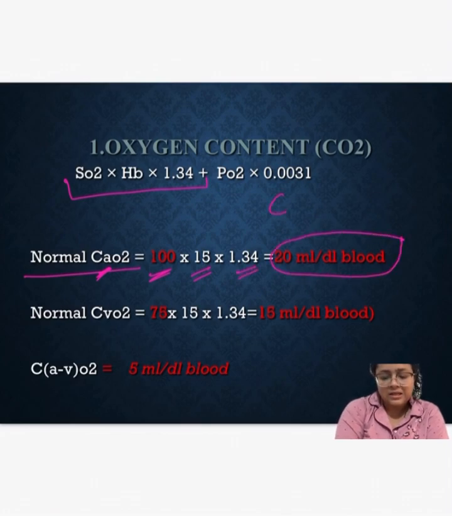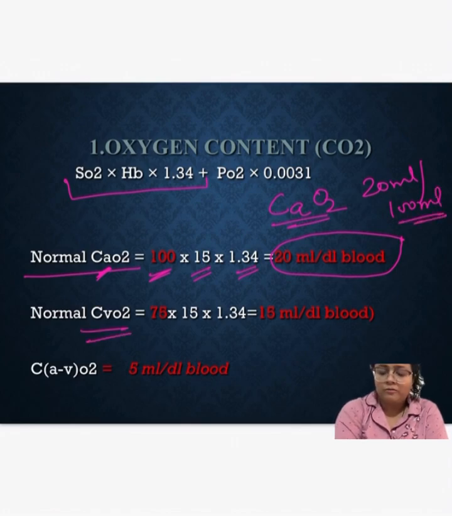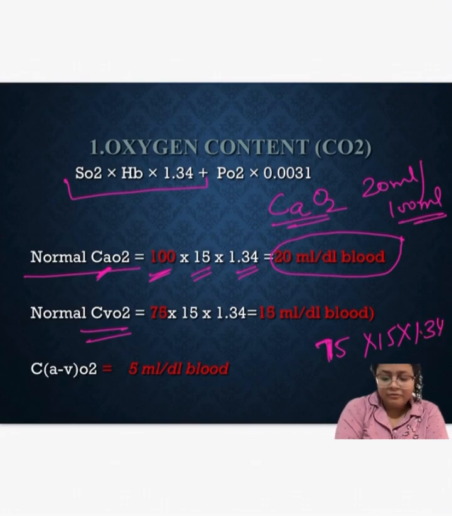So the content of oxygen in the artery is 20 ml per 100 ml of blood, and venous blood, with a saturation of 75, SvO2, into 15 into 1.34. So if hemoglobin is 15, then veins have 15 ml per deciliter of oxygen.